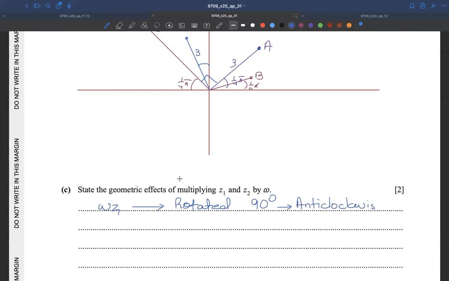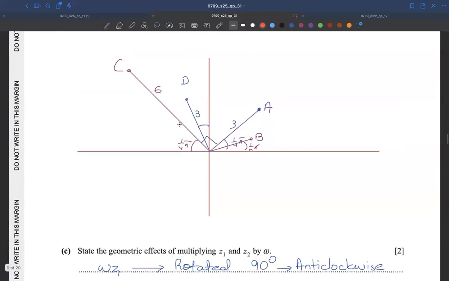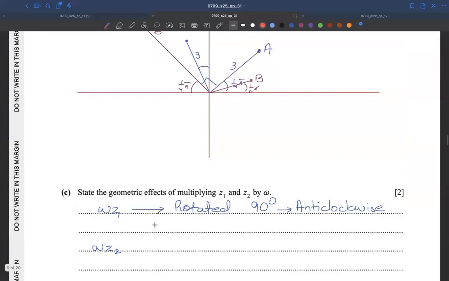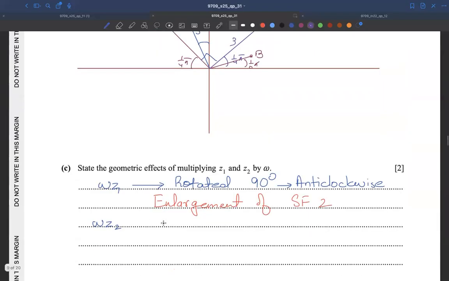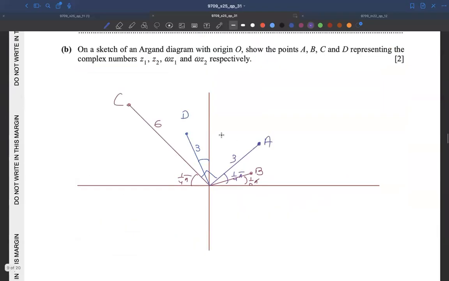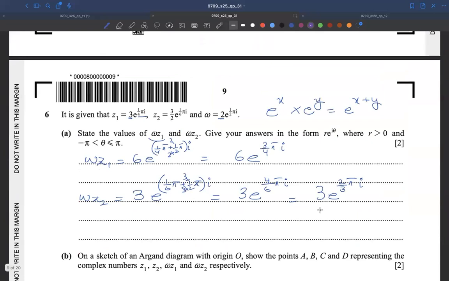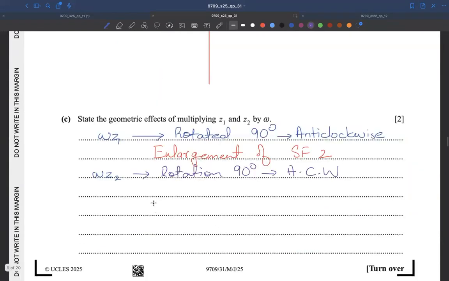And as for point B, it has also rotated the same. But what we can also add is that when we multiplied A by omega, the length became double. So we can say it was also an enlargement. The length became double, so enlargement of scale factor 2. And as for z2, we can say the same. There was a rotation of 90 degrees, anti-clockwise. And in this case, for B, the original magnitude was 3 upon 2, and now it's 3, so it became double. So again, the scale factor was 2.